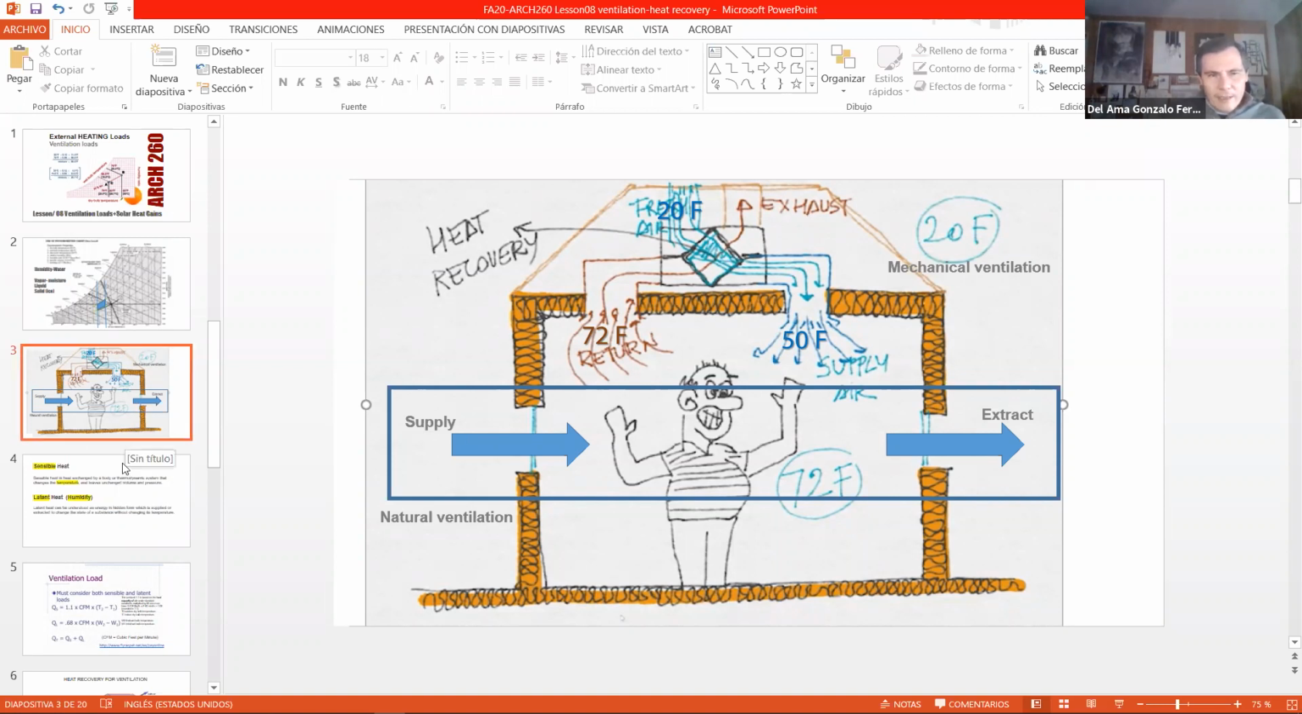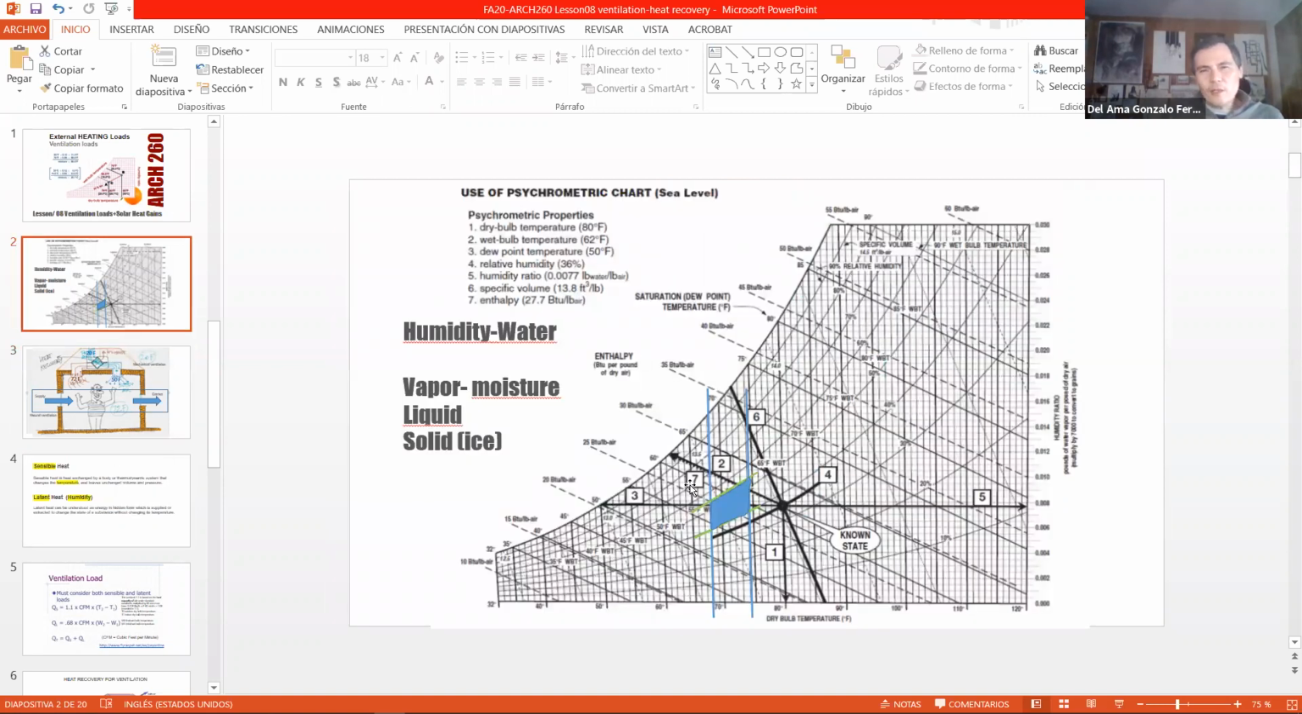Okay, we explained this. This is the tool that we are going to use. This is the psychrometric chart. The psychrometric chart relates air properties: properties that have to do with temperature, and other properties that have to do with moisture or water. The air that we are breathing is a mixture of different gases.